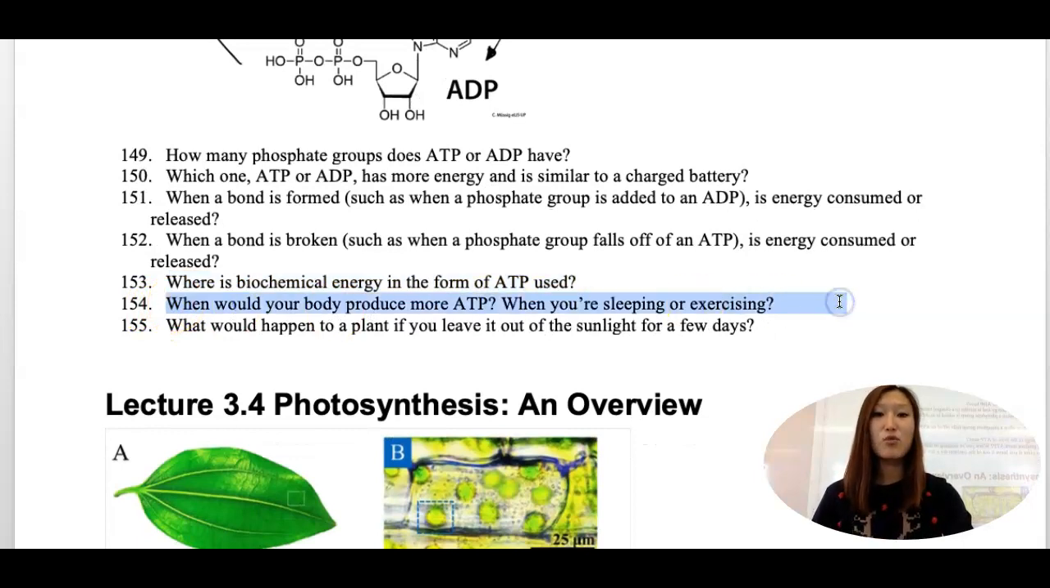When would your body produce more ATP? Obviously, when you're exercising, you need more energy, so your body actually has to produce more energy. So your body is producing more ATP when you're exercising.